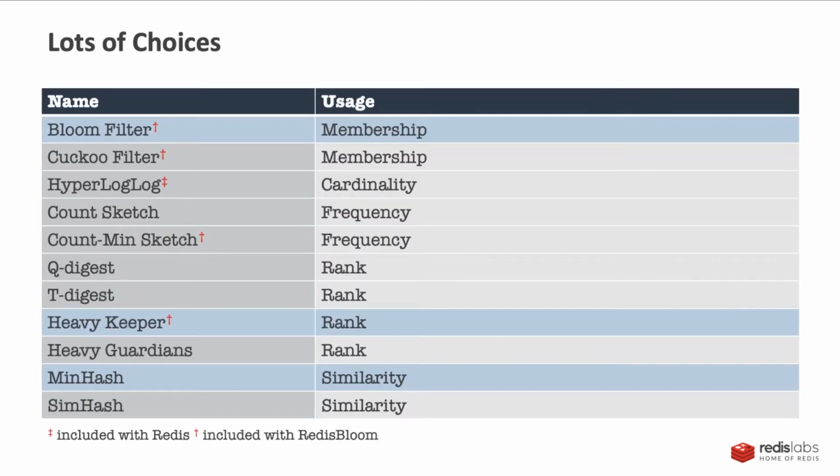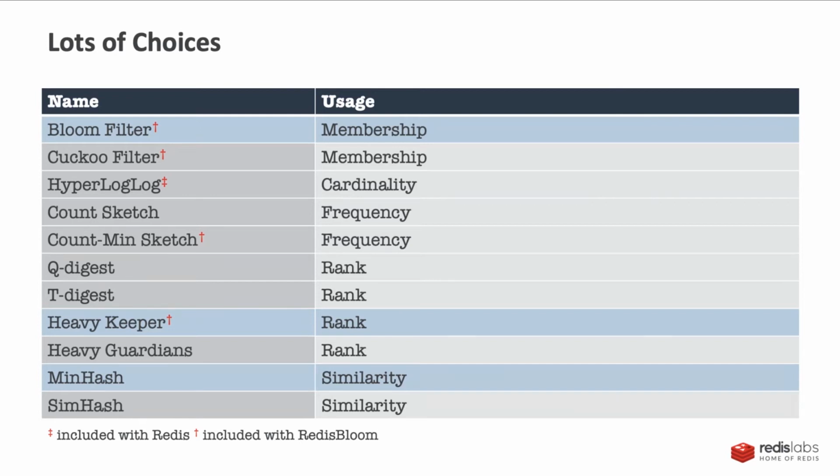So if you want to use probabilistic data structures, there's a lot of choices out there. Here we've got a few. The ones in blue are the ones I'm going to talk about in detail. Some of these probabilistic data structures are available in Redis. If they are, they're marked with a little red dagger.